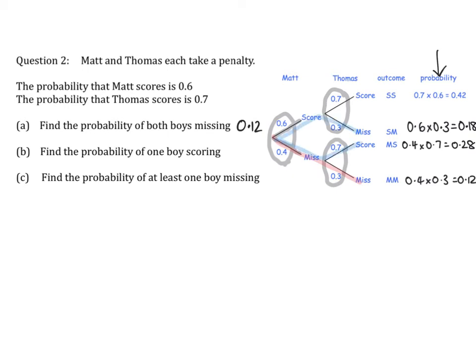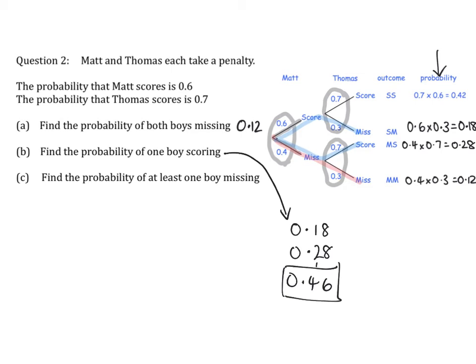What did we say we did when there were two options? So for this question, we can have one boy scoring. One pathway gives us 0.18 and the other pathway gives us 0.28. So all we do is we add those together. 0.46 for B. And then the final one, the probability of at least one boy missing.